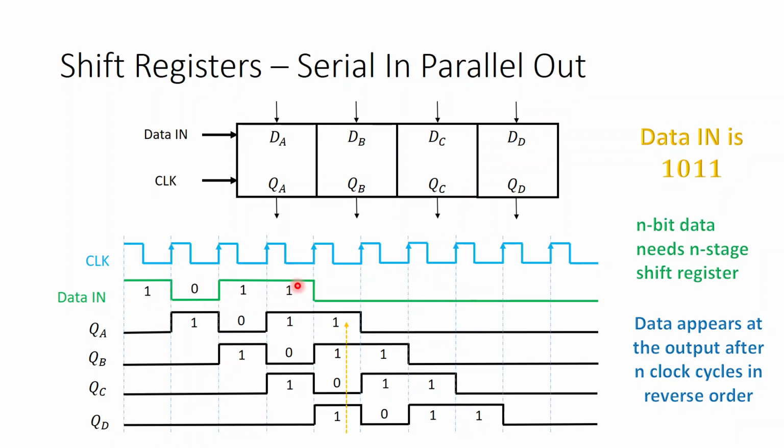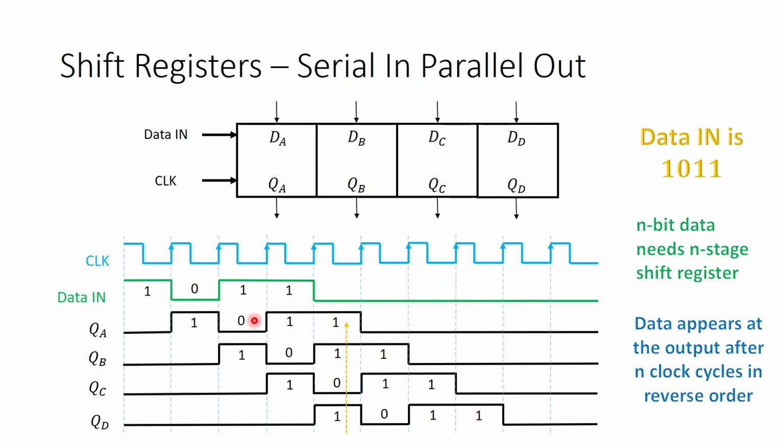When it is 1011, this one which is first coming at the input comes at the edge trigger to QA. This one is coming here. I think the arrows are not here. So this one is coming here. Then at the next edge trigger, this one is coming here, and the 0 has come to DA. So this 0 now comes to QA.